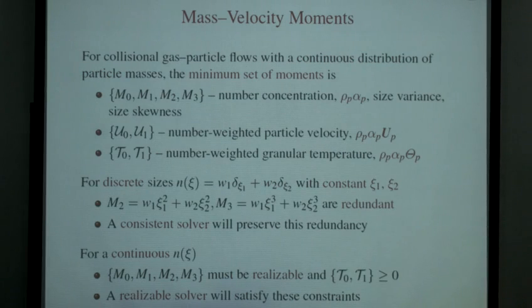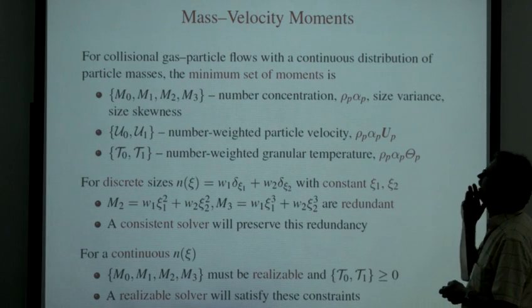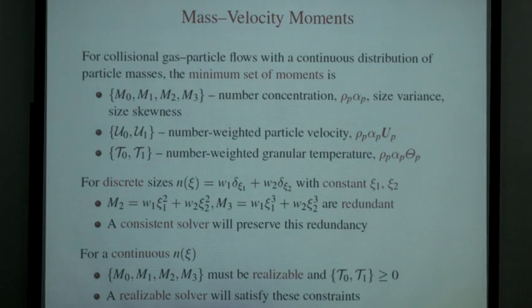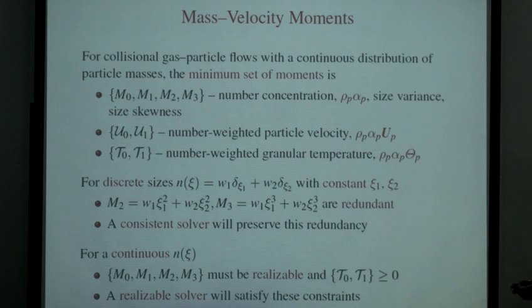Okay, before I do that, let me talk a little bit about what the moments mean. For collisional gas particle flows, I'm going to stick with this set of moments today just because it's the simplest set. This is the minimum set that you need to do particle trajectory crossing and describe a distribution function. So M0 in that case is number concentration.